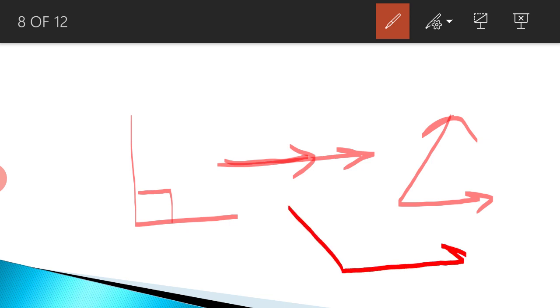Then obtuse angle. It's a little bigger than a right angle and less than a straight angle. Then straight angle is 180 degree. Then the complete angle, you also know, that is 360 degree. And the important angle, which is the reflex angle. Now what is a reflex angle?